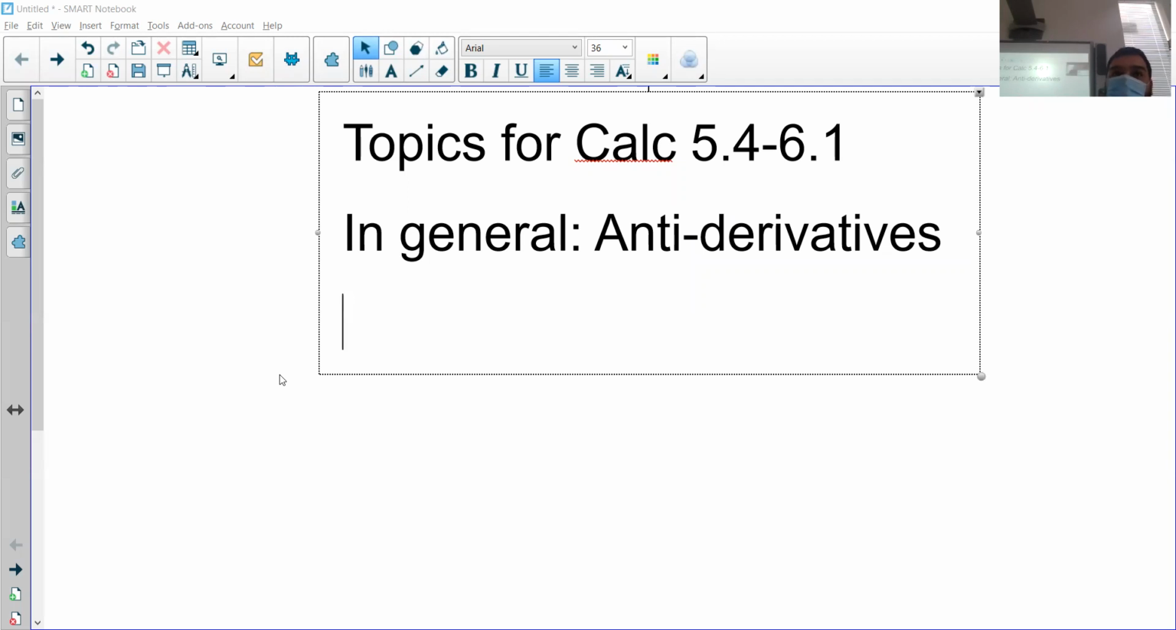Like x^(n+1) over n+1. Know that one, and know some of the trig ones, like the six of them. I'll tell you this, you don't need to know the inverse trig ones, like u prime over x square root of x squared minus 1. You don't need to know those. I'll give you that up front.